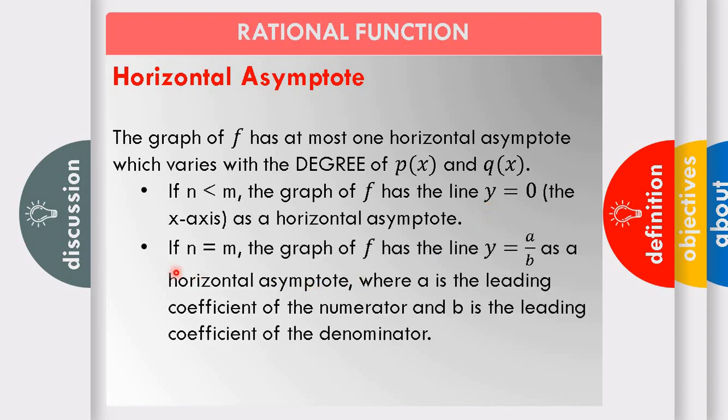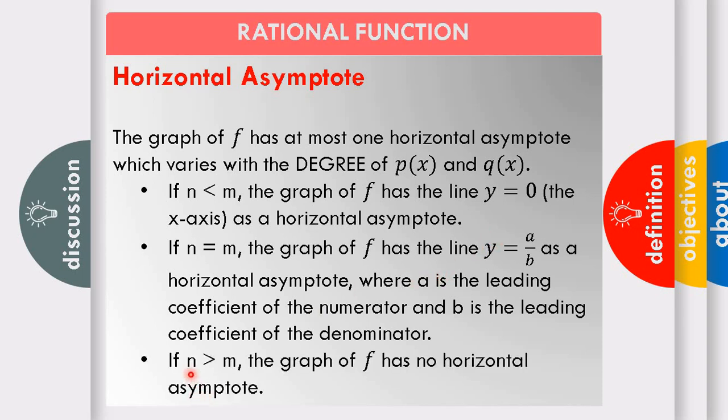Next one, if the numerator and denominator have the same degree of the leading term, the horizontal asymptote is the quotient of the coefficients. And lastly, if the numerator degree is greater than the degree of the denominator, the graph has no horizontal asymptote. So it has an oblique asymptote.